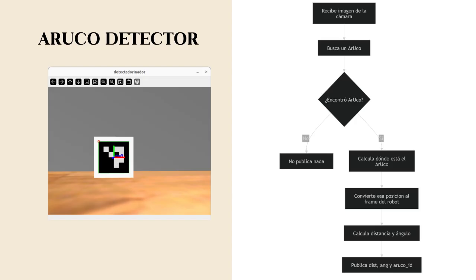So this is how the Aruco detector works. First, it gets the image from the camera of the Puzzlebot, in this case, in the simulation. Then it finds an Aruco. If it detected an Aruco, then it calculates using OpenCV where the Aruco is with respect to the frame of the camera. Then we use a homogeneous transformation matrix to determine where the Aruco is according to the frame of the robot. Then we calculate the distance and the angle of the robot to the Aruco, and then we publish the distance, Aruco angle, and the Aruco ID.